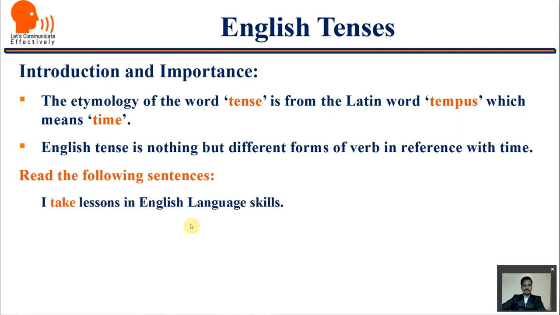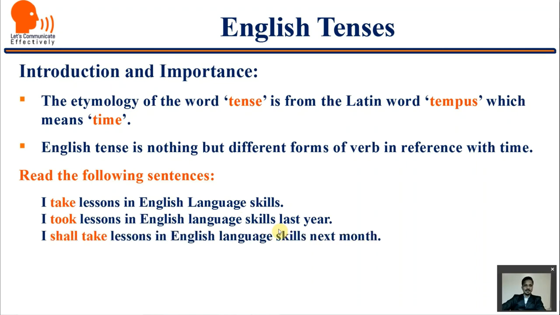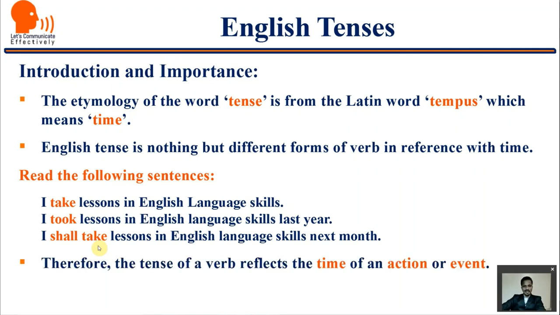I take lessons in English language skills. I took lessons in English language skills last year, and I shall take lessons in English language skills next month. What do you observe here? You can see the verb take is in present time. It is took in past time, and the third sentence talks about future time, shall take. Therefore, the tense of a verb reflects the time of an action or event.